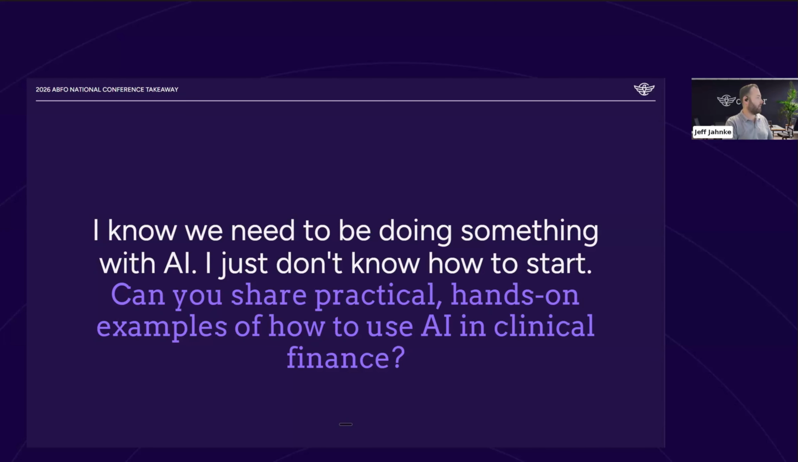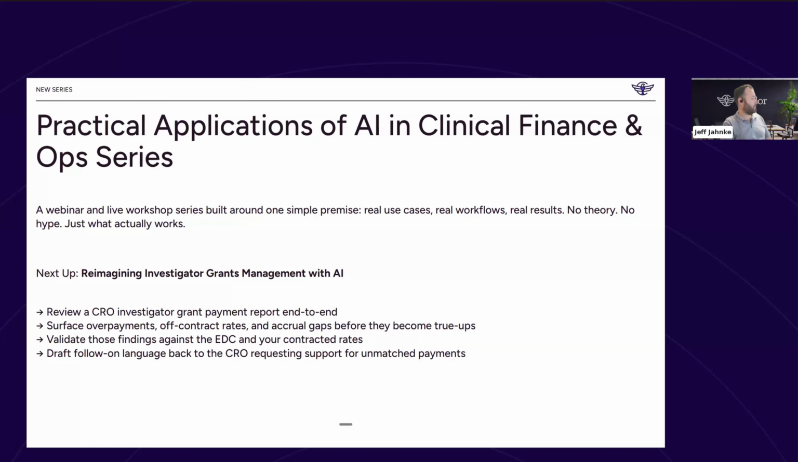Today, what we're going to talk about, as I said, is investigator grants. So we're going to review an investigator grant payment report end to end using tools that you have available to you today. We're also going to surface over contract rates and accrual gaps before they become true ups. We're going to validate those findings with EDC and with your contracted rates, and then draft follow-on language back to the CRO requesting support for unmatched payments. So packed schedule, feel free to follow along.